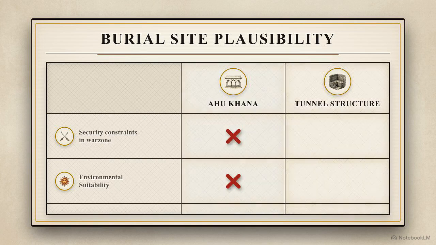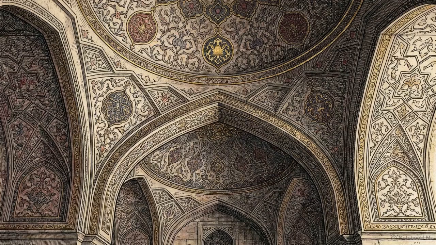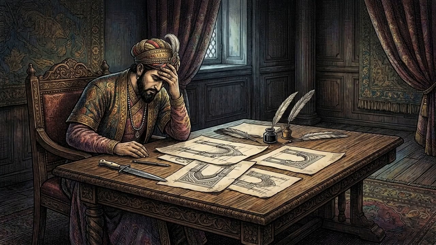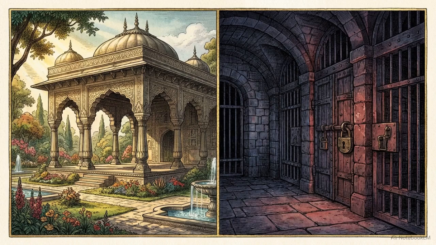The Ahu Khana aligns with royal precedent, but fails the practical tests for security and environmental control. The tunnel structure presents the inverse result, passing all practical requirements while failing to show any imperial connection. Historical records add another layer of complexity. Shah Jahan was already testing Taj-like aesthetics in local bathhouses nearby. His focus was split between immediate grief and long-term planning. The matrix shows a historical stalemate between the needs of emotional memorializing and the realities of practical corpse management.